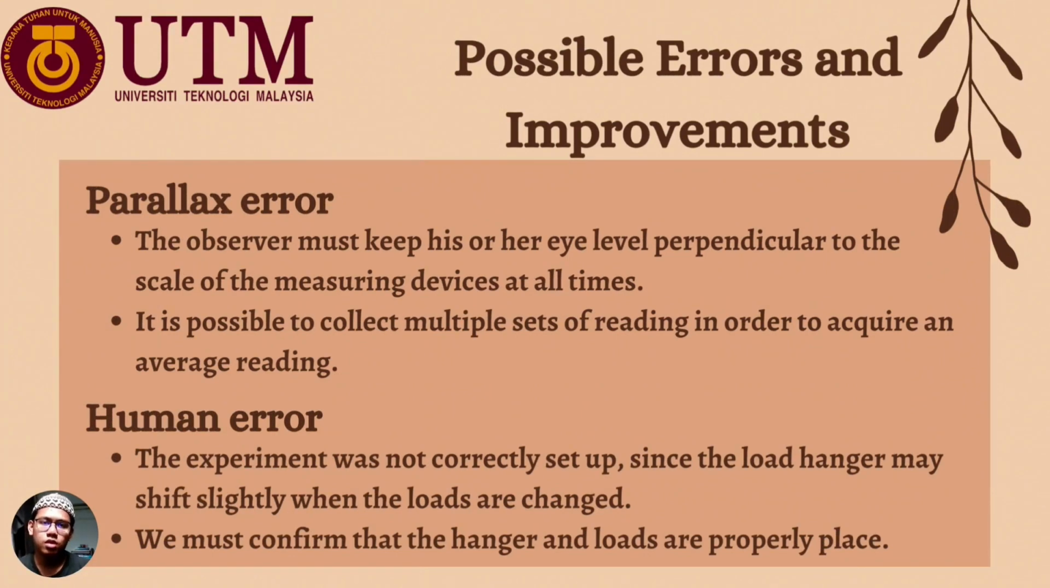For the possible errors and improvements, for parallax error, the observer must keep his or her eye level perpendicular to the scale of the measuring devices at all times. It is possible to collect multiple sets of readings in order to acquire an average reading. For human error, the experiment was not correctly set up, since the load hanger may shift slightly when the loads are changed. We must confirm that the hanger and loads are properly placed.